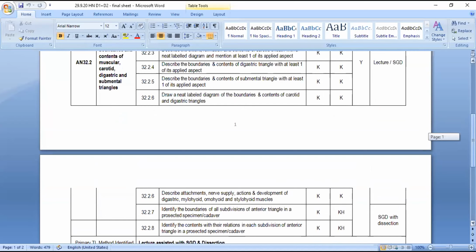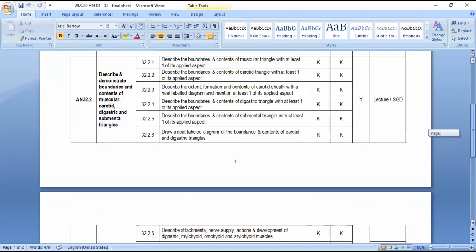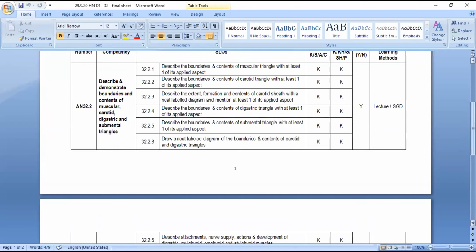Just one point I wanted to tell, ma'am. When we discussed competency number 29, it's posterior triangle, but in the competency itself, it's only sternocleidomastoid. Just now we agreed that whatever the NMC document says, we have to agree. So is the posterior triangle to be taught to the students or not?